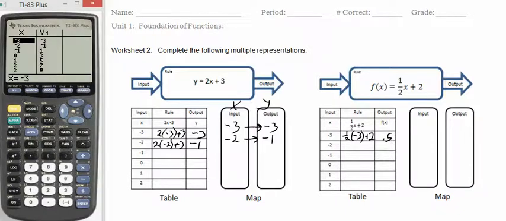You can use the calculator. You would just go 1 divided by 2. Fractions are just a division problem. Then x plus 2. And go into your table. And there it is, 0.5. But I still want you to fill these in, so I see that you know where it goes. So 1/2 times negative 2 plus 2: 1/2 times negative 2 is negative 1, plus 2 is 1, and so on. So on this one we would have negative 3, its output is 0.5. And continue down on those.